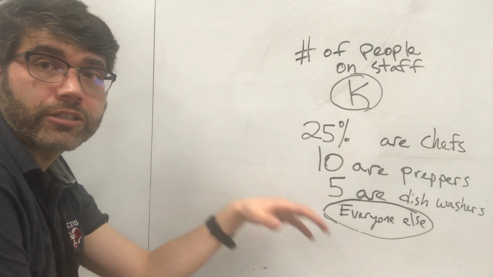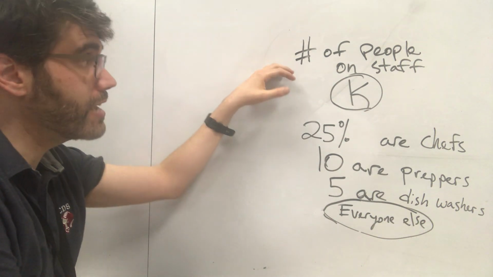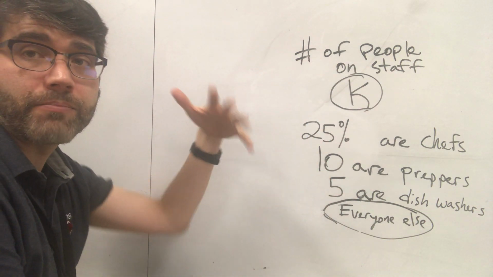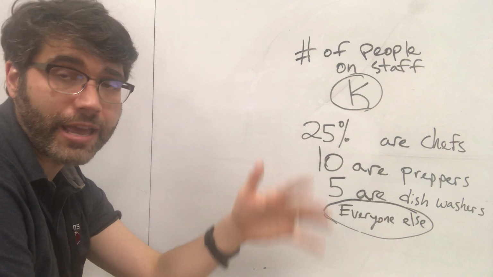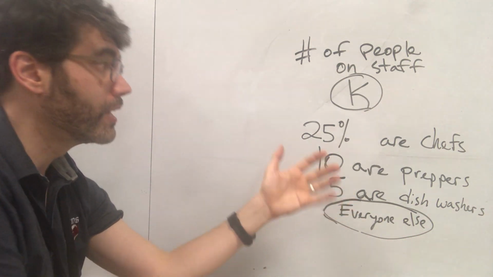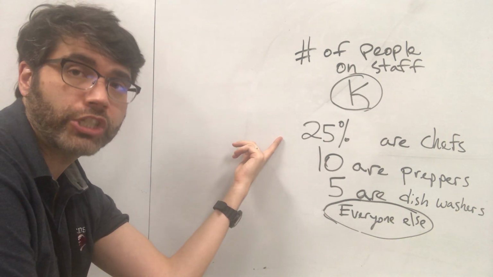Right, so in this video, I'd like to talk about more translation work of taking word problems and then putting them into algebraic expressions. So let's use a restaurant kitchen as an example. Let's say that there's K people in a restaurant kitchen. 25% of them are chefs.